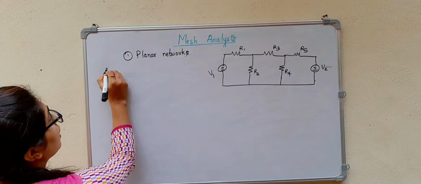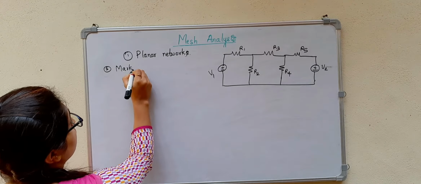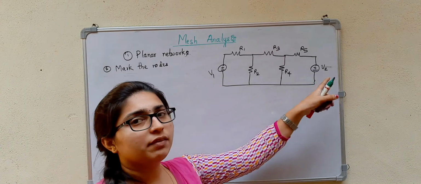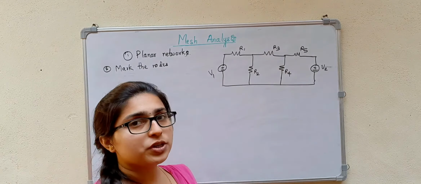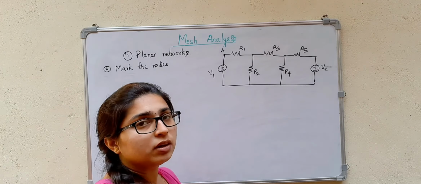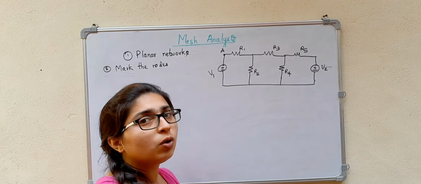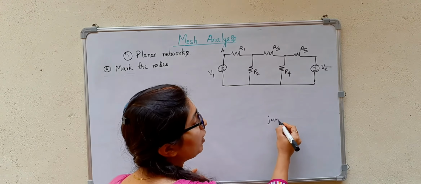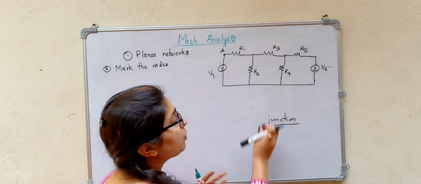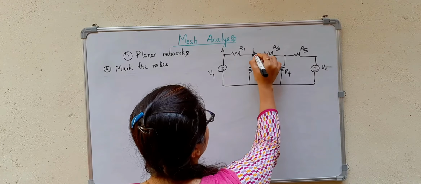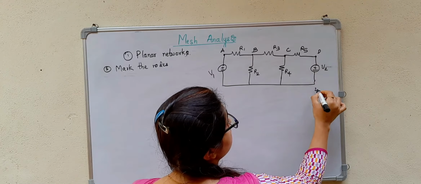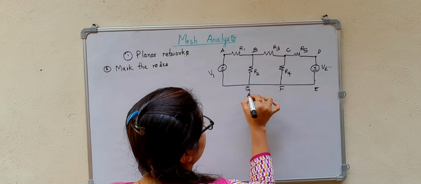First we have to mark the nodes, so that we will find out the meshes and then find the mesh currents. So let us mark the nodes. A node is a point where two or more branches meet. What is a principal node? A principal node, also called a junction point, is a point where three or more branches meet. So this is B, a principal node. C is also a principal node. Now let us consider the others as D, E, F, G and H.